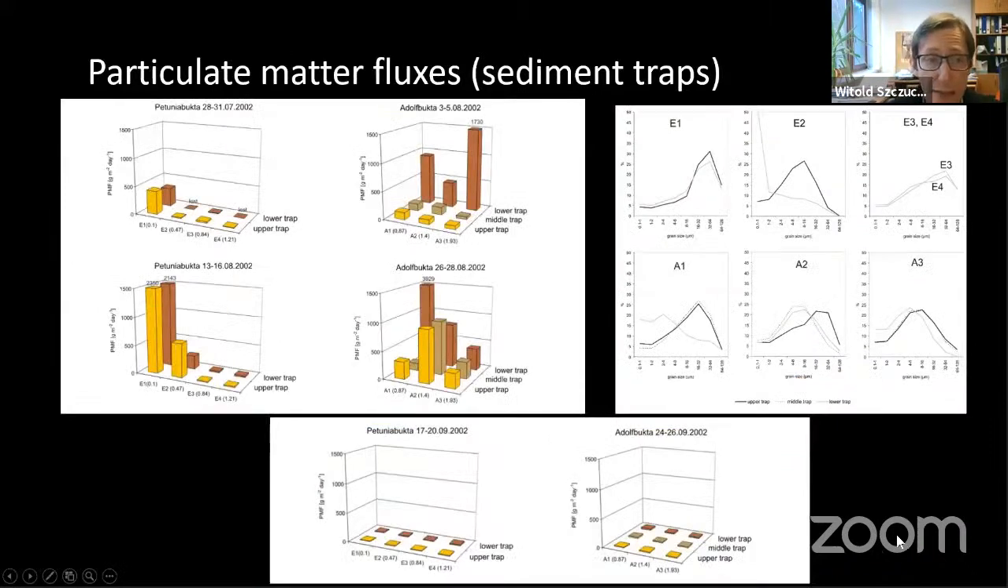How does it translate into particulate matter fluxes, which we measured with sediment traps? Here you've got examples with sediment trap experiments during summer, and here during autumn. You may see that these values are very, very low. What you can see in summer is that in front of a tidal flat, in front of a river delta, the suspended particulate matter fluxes are pretty high, but just within hundreds of meters from the tidal flat edge. Here the distance is in kilometers.